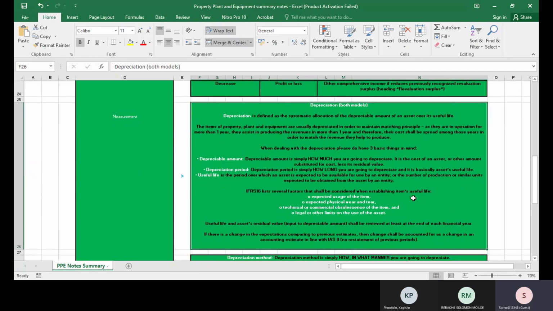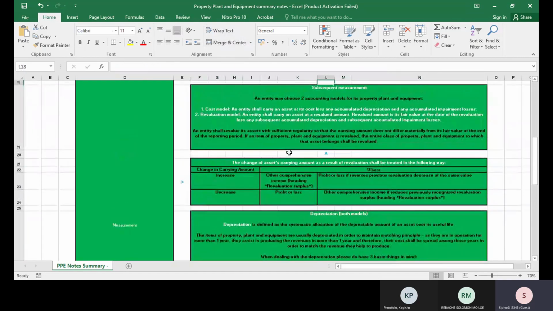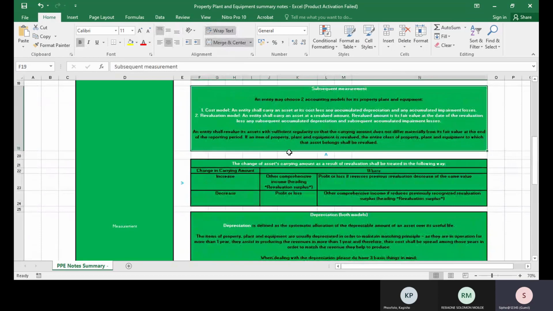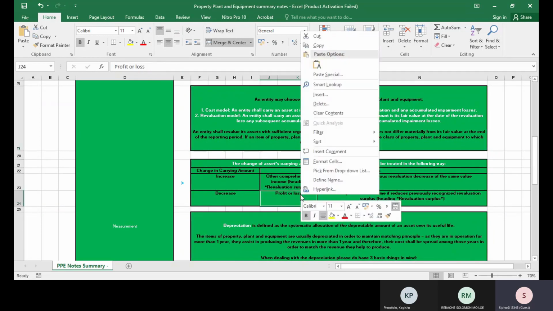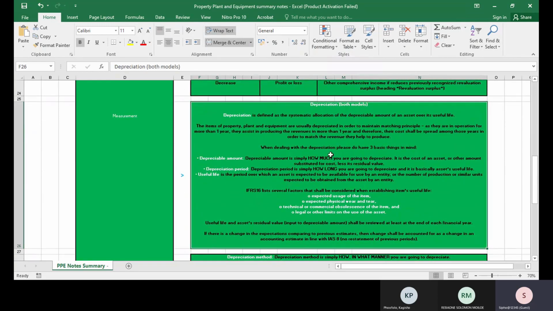Right, we're still under measurement. Remember what we have discussed: the subsequent measurement, where I've explained to you the two models, the revaluation model and the cost model, and then the increase and the decrease. Now, we also have what we call depreciation, which we are familiar with. This is still under measurement. Every year, when you buy property, plant, and equipment, you must depreciate it, and the reason you are depreciating it is because of wear and tear.